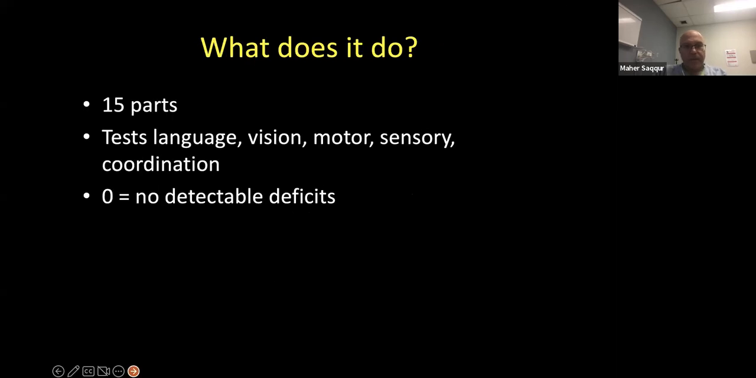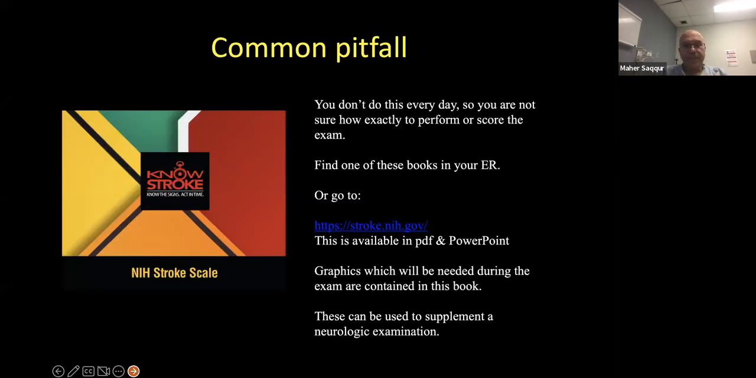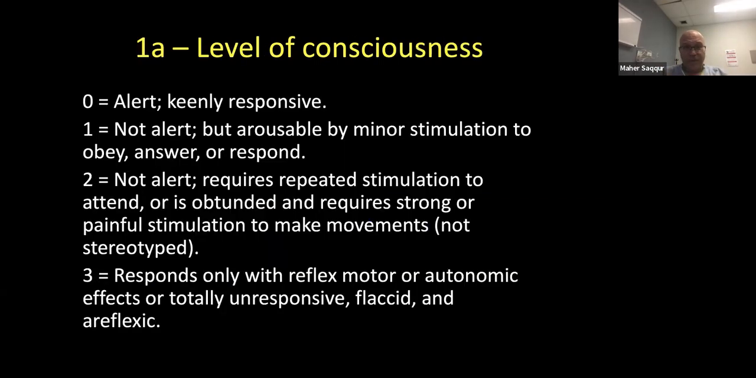So what does it do? You do 15 parts. As I said, there are 11 items, but 15 parts, because for some of the items you measure strength in the right and left. You test the language, the vision, the motor, the sensation, and the coordination. If you have an NIH stroke scale of 0, it means the patient is back to normal, has no deficit. And there are a lot of pitfalls in the NIH stroke scale. You can go through this website and look at the pitfalls for learning.